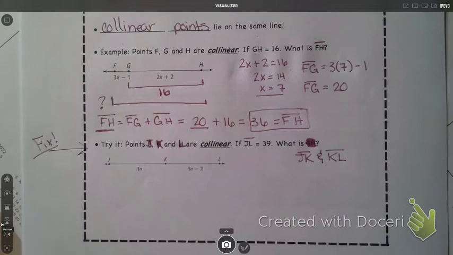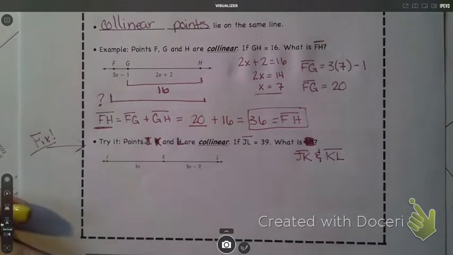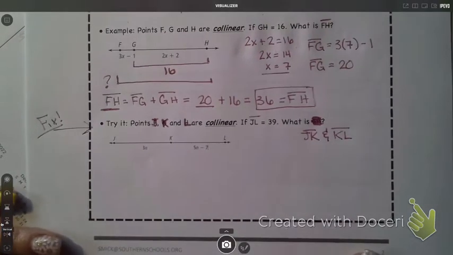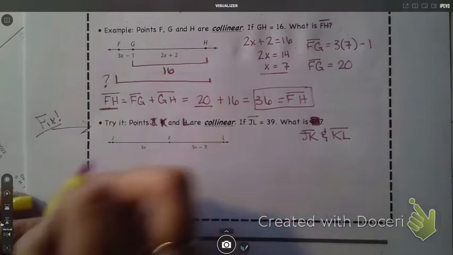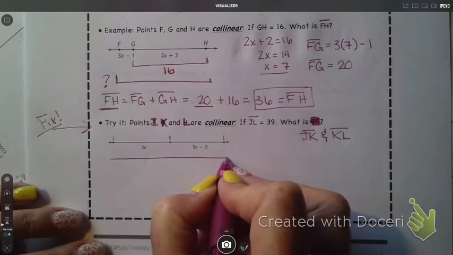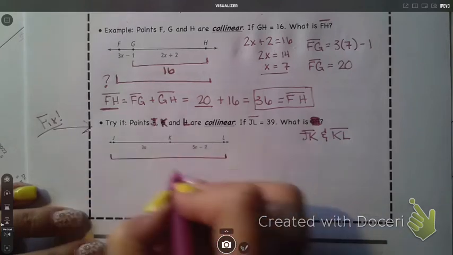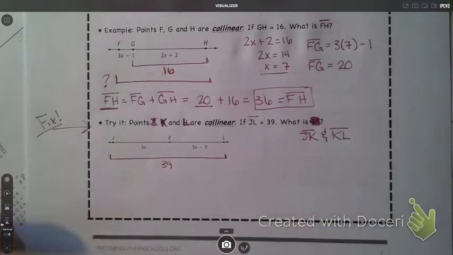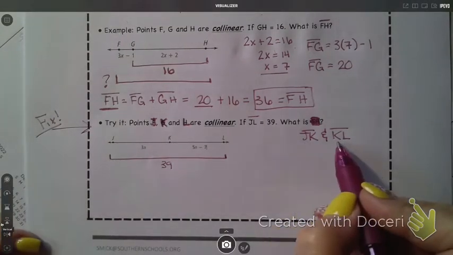Yep. So all right, you guys tell me. What do we think we need to do? Should I write here so I know this whole thing is 39? So that gives my brain something to look at rather than keep going back, right? And I need to find both JK and KL.